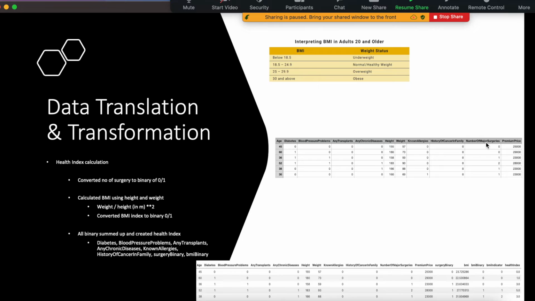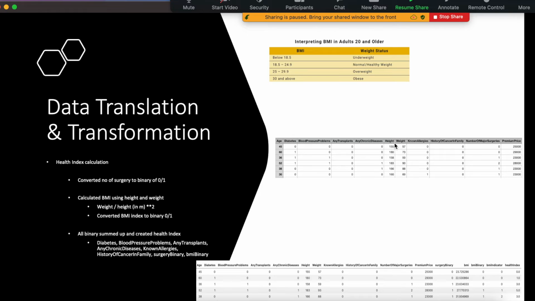But the number of surgeries is not in zeros and ones form. First I'm going to convert this data into zeros and ones form, so that it will be very easy for me to calculate the health index. The health index is the sum of all my ones for that particular person. And here I also have height and weight.